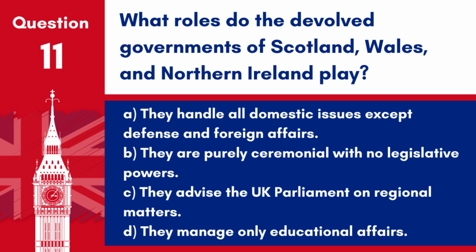Question 11. What roles do the devolved governments of Scotland, Wales, and Northern Ireland play? A. They handle all domestic issues except defence and foreign affairs. B. They are purely ceremonial with no legislative powers. C. They advise the UK Parliament on regional matters. D. They manage only educational affairs.